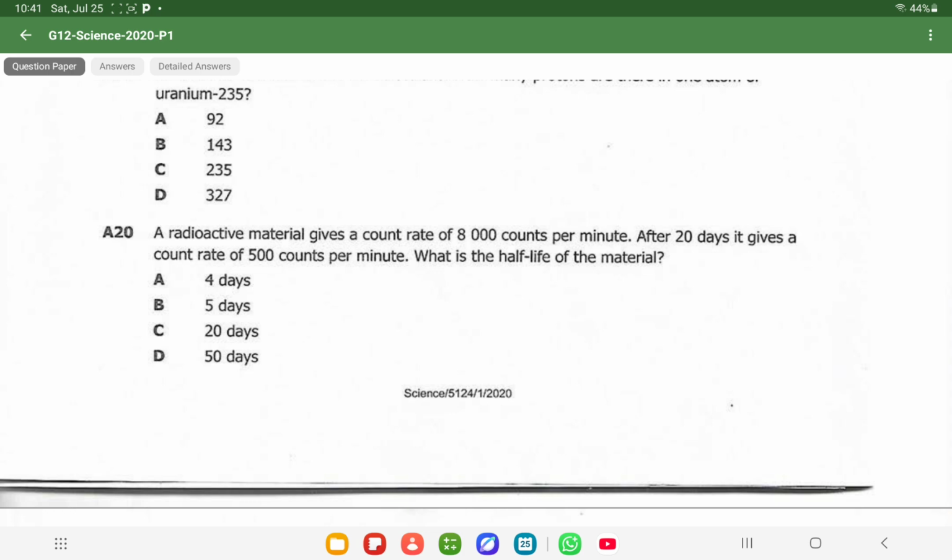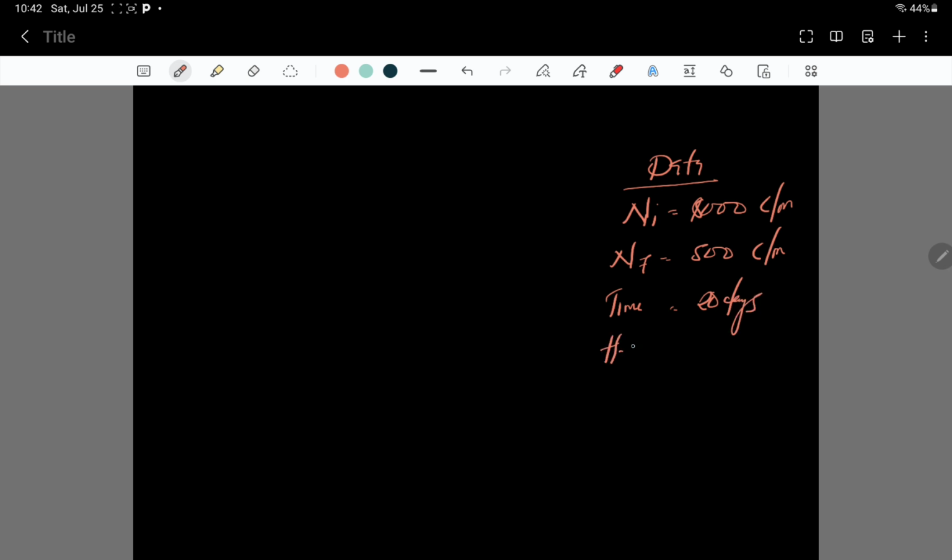So we can answer this question in this simple way. Let's get the data. The initial count was 8,000 counts per minute, the final count was 500 counts per minute, and the time allocated was 20 days. You're looking for the half-life, which you don't know.